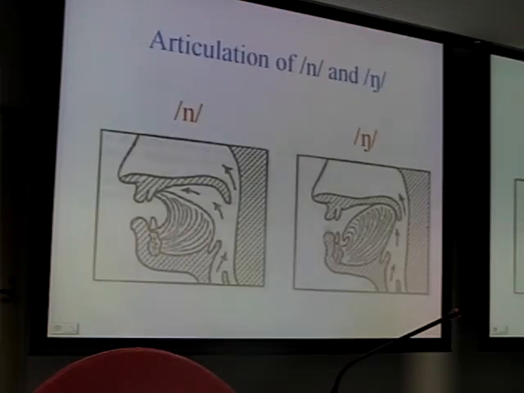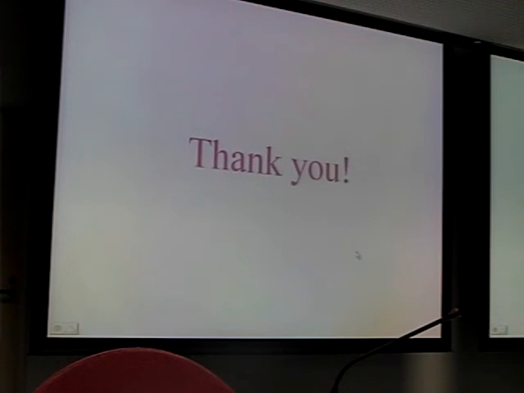So in order to produce the N sound, you should raise the tip of the tongue to touch the alveolar ridge. And to produce the eng sound, you have to raise the back of the tongue and touch the soft palate. Okay, that's it. Thank you very much.